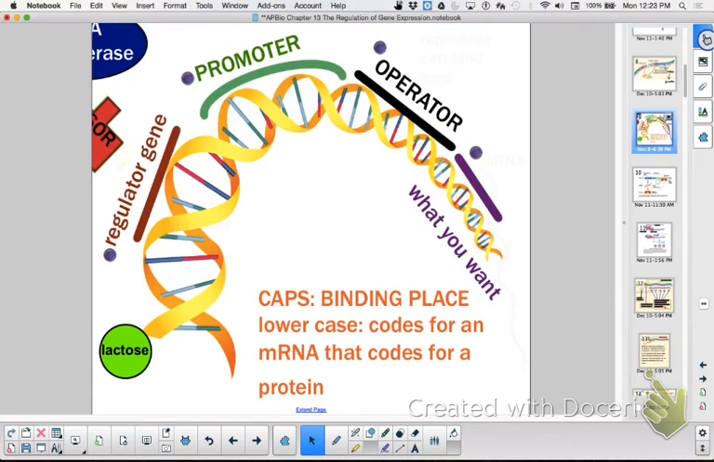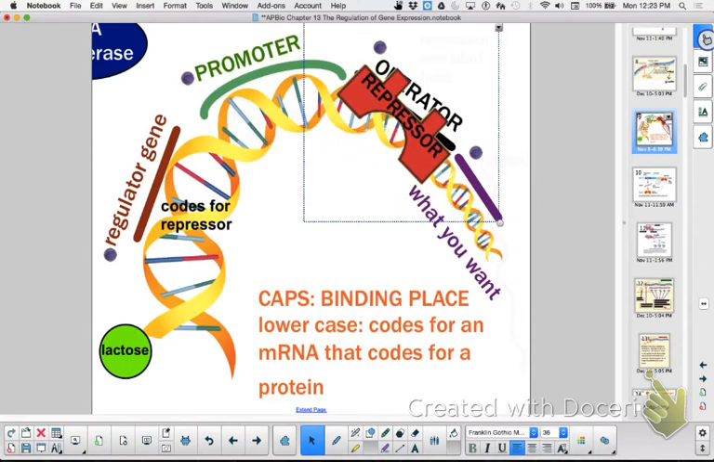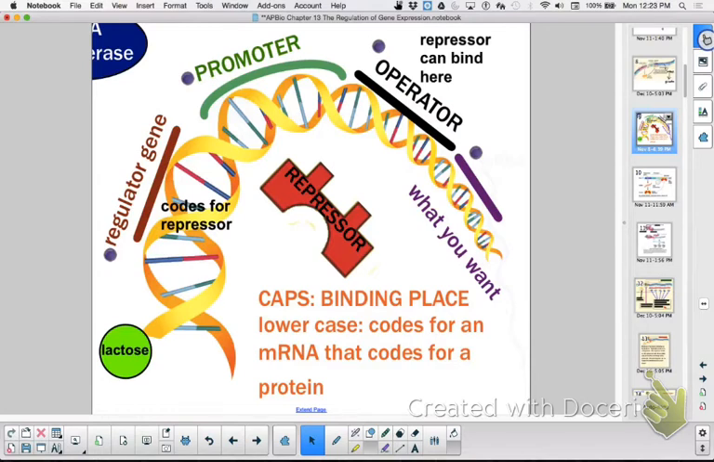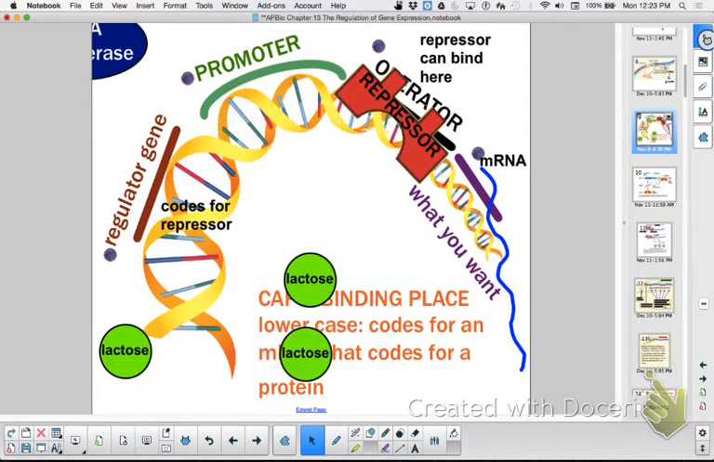Okay? Here's the regulator gene. What is the regulator gene code for? A repressor. Okay? So a repressor likes to get on the operator. The operator is where the repressor can bind. Okay? Now, I'm okay with that because I don't need these genes. These genes over here, if transcribed into mRNA and translated, will make enzymes to digest lactose. I don't have any lactose, so I don't care. But now, if this bacteria gets exposed to a bunch of lactose, now I want to burn these in cellular respiration. I want to digest lactose.